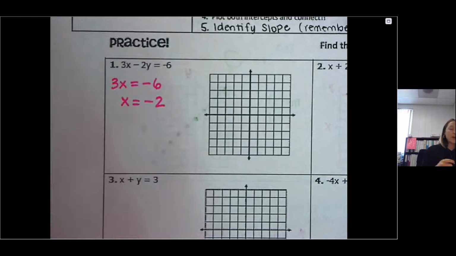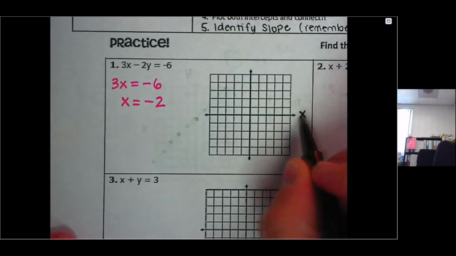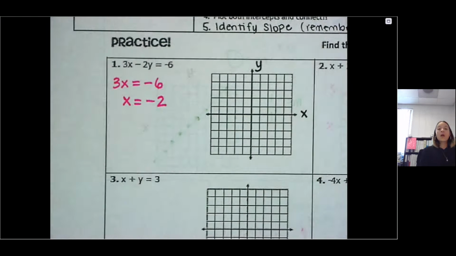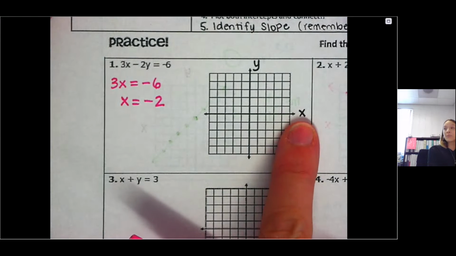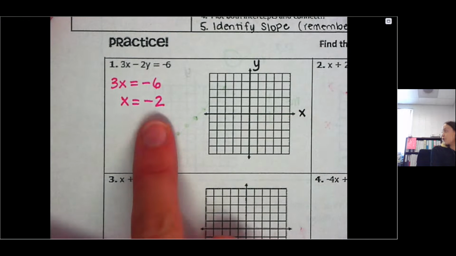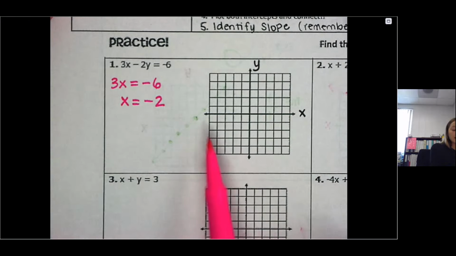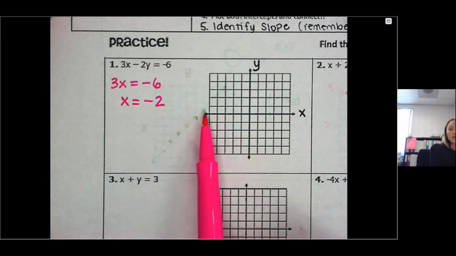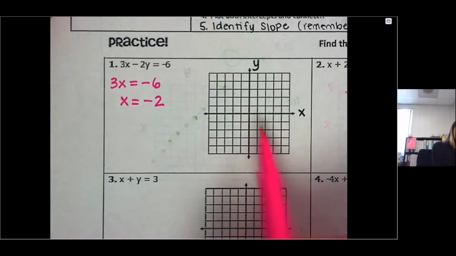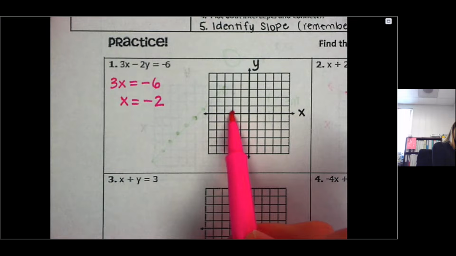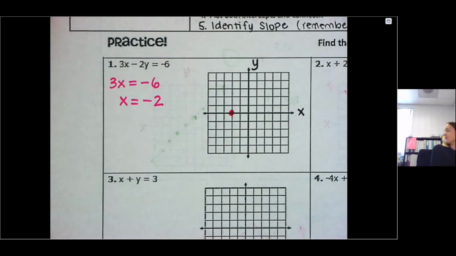So now, coming over to my graph, I'm going to label my x and my y here. I'm going to go on the x-axis, and I'm going to plot the number -2. It has to be on the x-axis. This one's y. We're talking about the x. Okay, so let's go to the left 2. That's -2 on the x-axis.